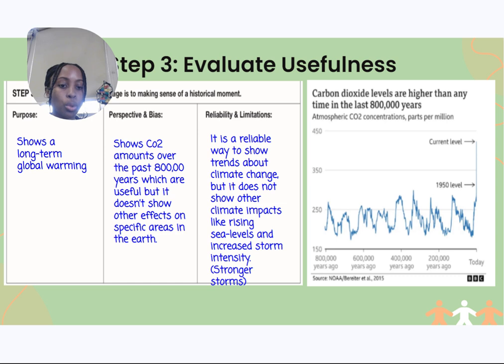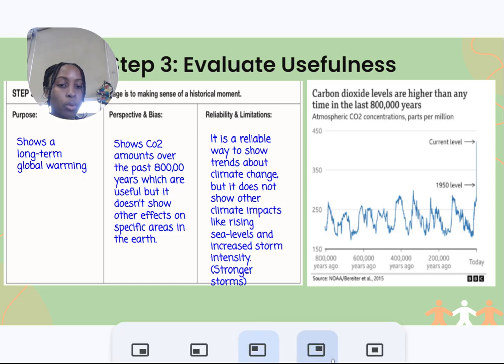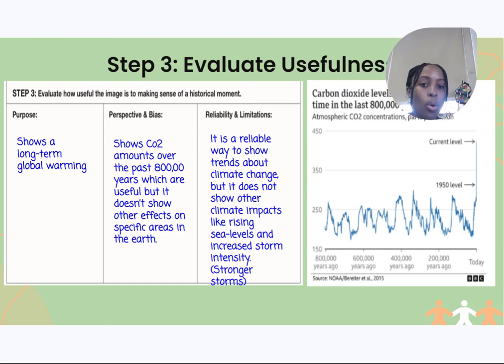Then you're going to move on to step three, which is evaluation. We're going to look at how useful we think this is by first stating the purpose of the image. I think the purpose of this image is just to show us what's happening long term to the carbon levels. Then we're going to go into the perspective. Why would they show us this graph, and what is this graph showing us? It's showing us the CO2 and how it's changing over time.